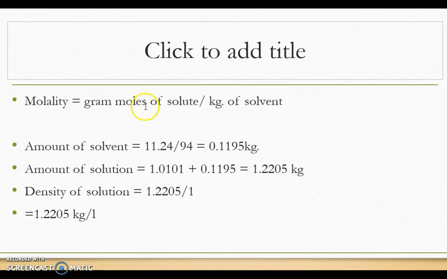Then molality, we know, is gram moles of solute upon kg of solvent. The amount of solvent is equal to 11.24 divided by 94, so 0.1195 kg. So the amount of solution is going to be 1.011 plus 0.1195, so it will be 1.2205. So the density of solution is going to be 1.2205 divided by 1, which is nothing but 1.2205 kg per liter. So what I can suggest is that you need to practice it well. This kind of problem is normally asked, and it deals with normality and molality.